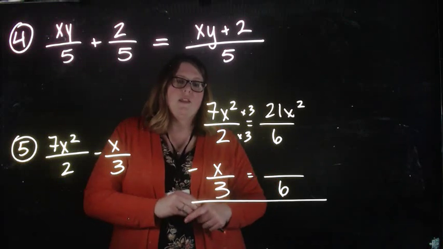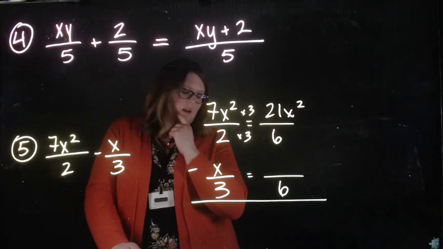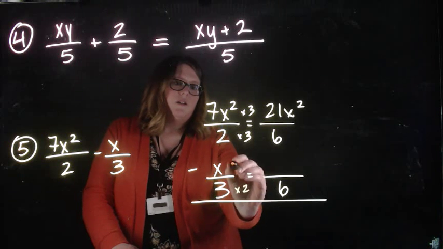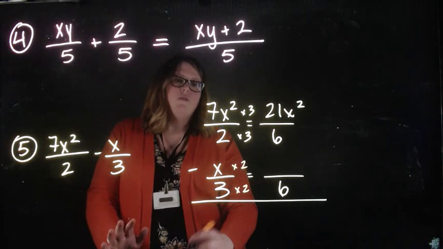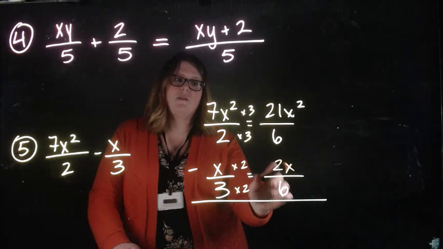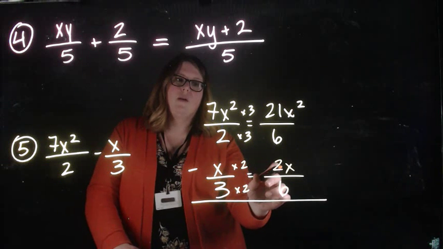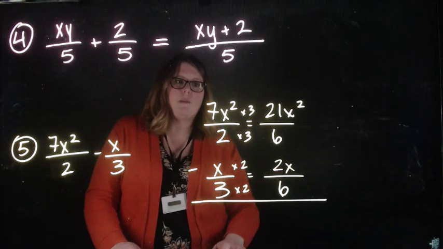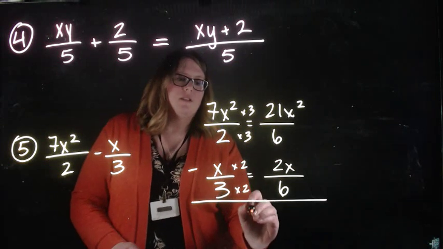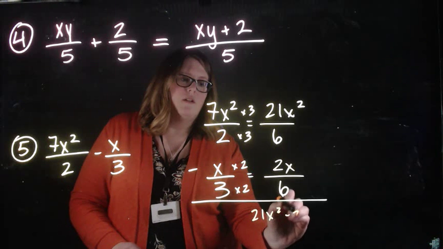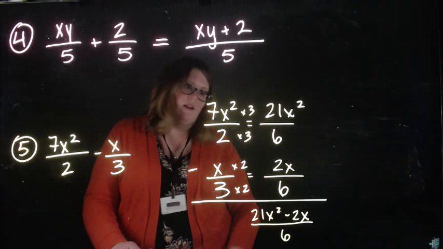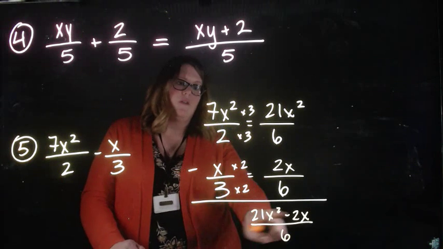Okay. Now let's look at our bottom fraction here, x over 3. So 3 goes into 6 twice, and then x times 2. You could write x2, but just more properly would be 2x. Okay? 2 times x is the same as x times 2. Writing the number first as your coefficient is just more proper. So now we have 21x squared minus 2x all over 6.